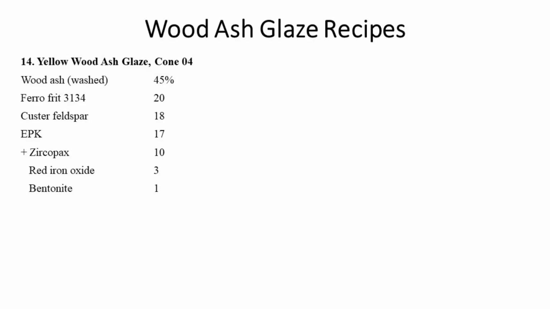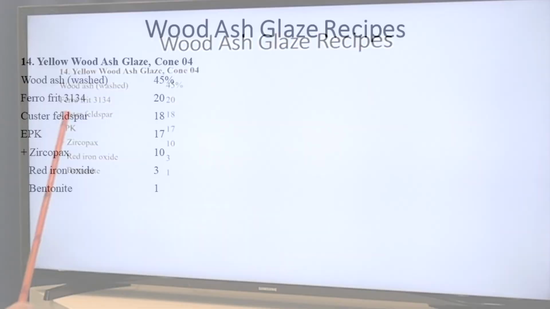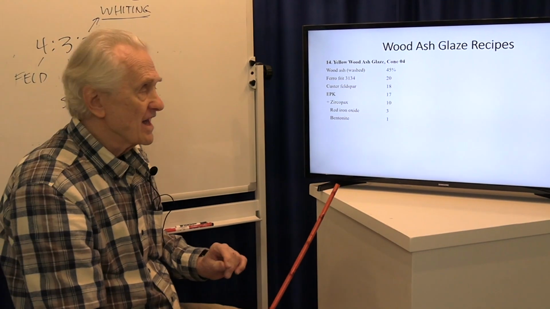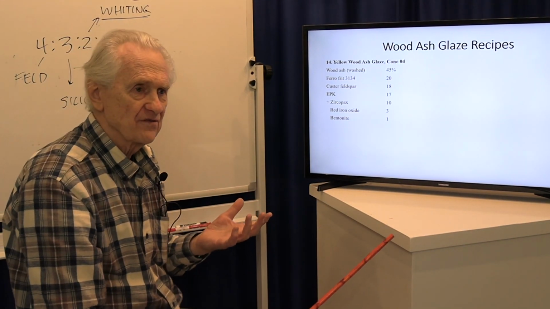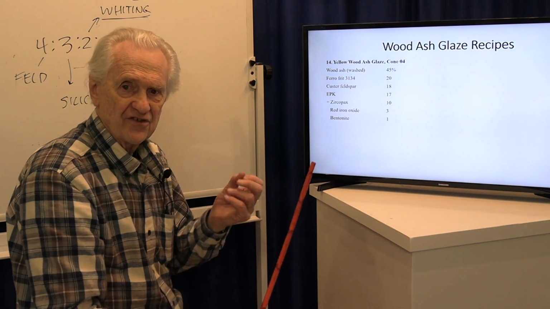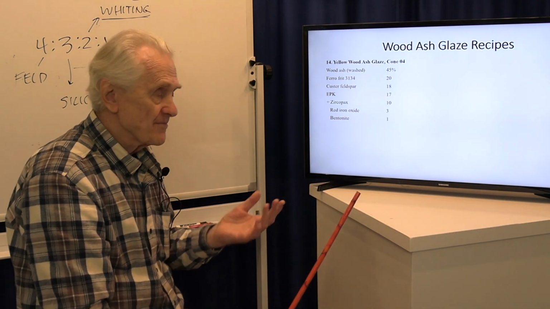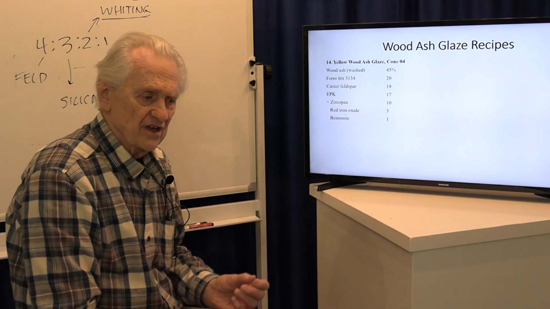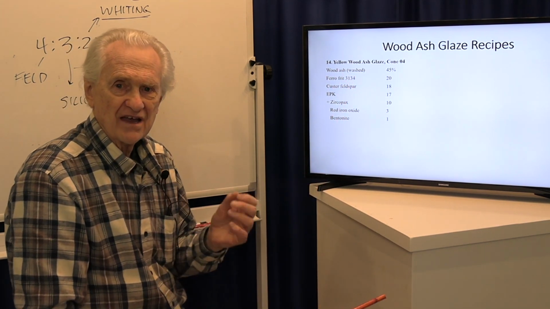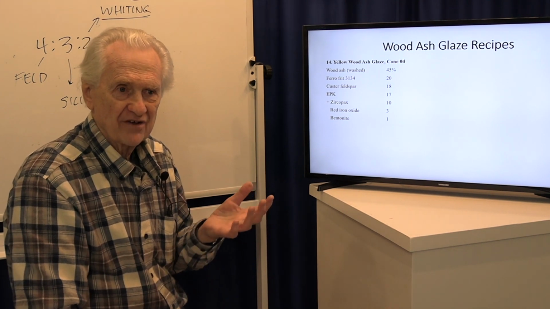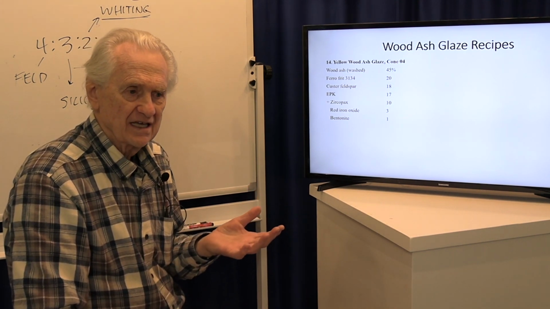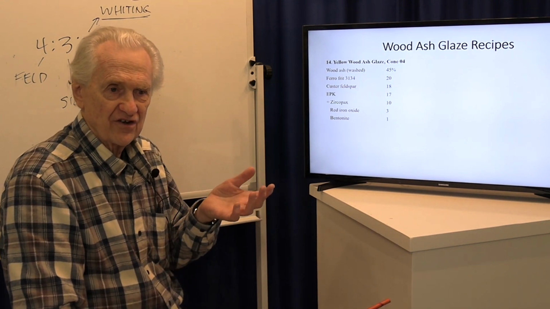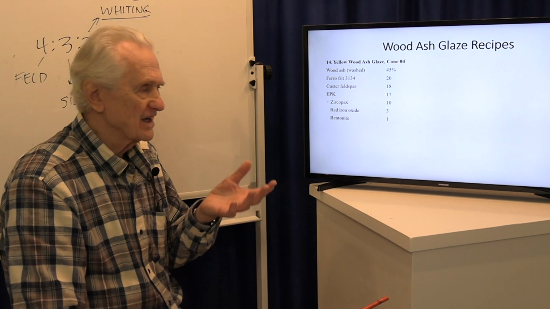And finally, here's an 04, an earthenware recipe. Wood ash washed, 45%, frit 3134. By the way, 3134 is the substitute for Gerstley borate in frit form. As you're probably aware, most frits that we use for pottery actually melt at earthenware temperatures. So if I put a significant amount of a frit in any other glaze, like a cone 6 or cone 10 glaze, that ingredient is going to start melting a lot lower.